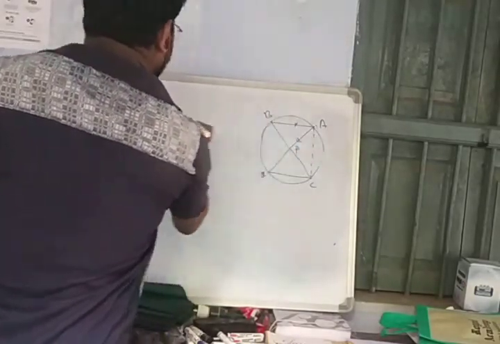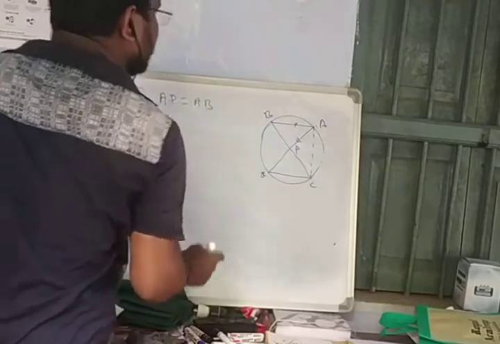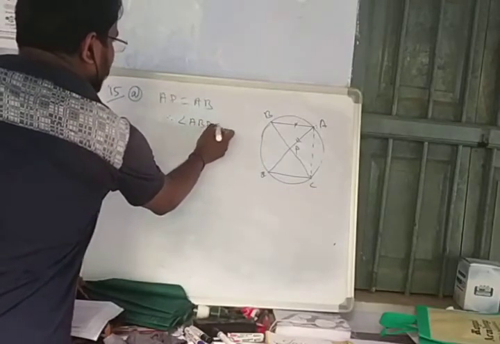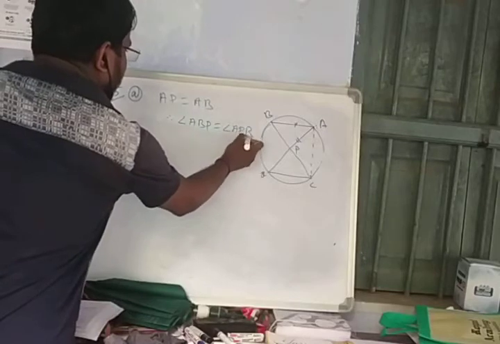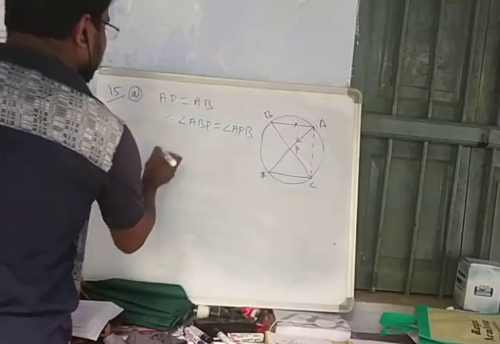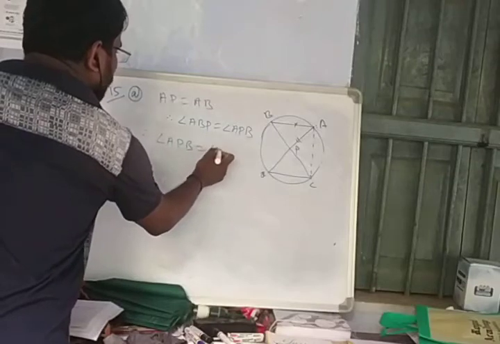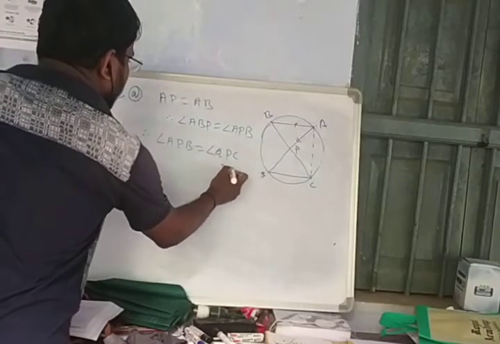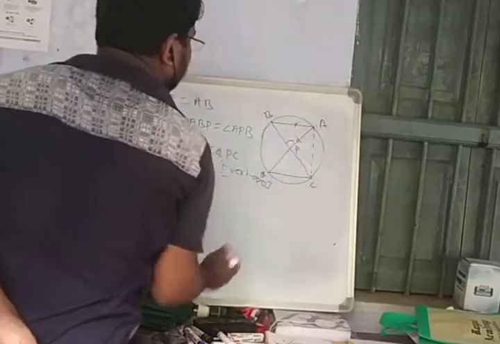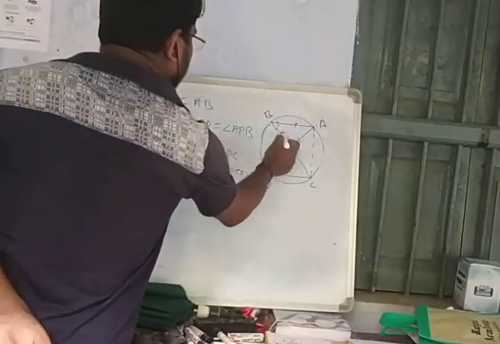AP equals AB, then that means ABP is an isosceles triangle. Therefore, angle ABP equals angle APB. Again, APB equals QPC. Why? Vertically opposite angles. This angle is equal to this angle, and this angle is equal to this angle.